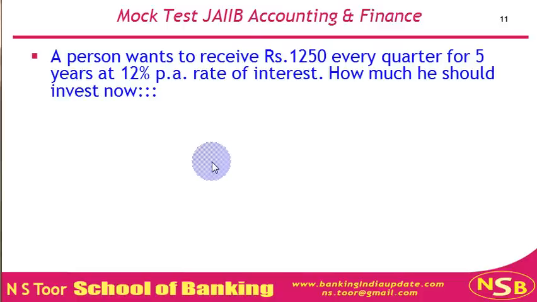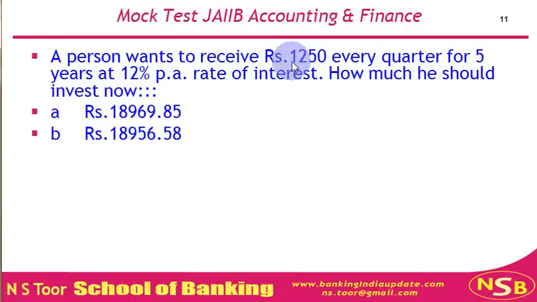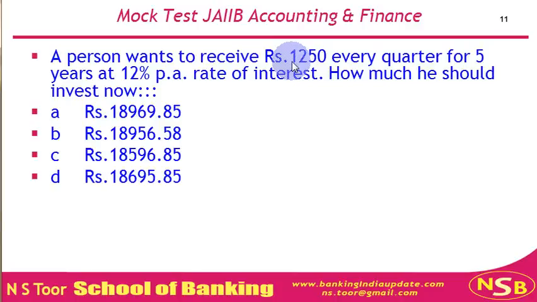Here is our question. A person wants to receive rupees 1250 every quarter for 5 years at 12% per annum rate of interest. How much should he invest now? Friend, this is a question on annuity. And these are our options: Option A, B, C and D. And here is our calculation.